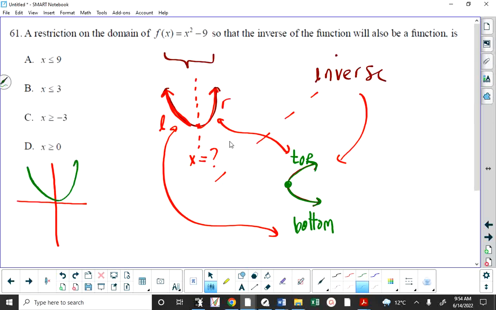Y equals x squared is a parabola with its vertex at the origin. Y equals x squared minus 9 will have its vertex down here at 0, negative 9. So if x is greater than or equal to 0, it will be a function when we reflect it. You're welcome. Marcel? 176?